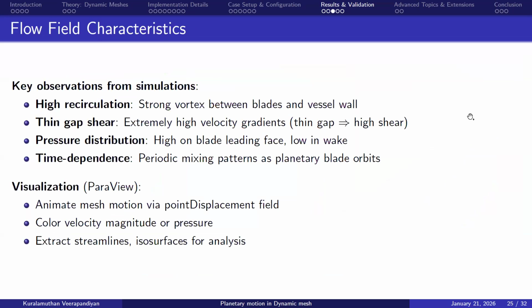Flow field characteristics. When we ran the simulations, we got a high recirculation region, a strong vortex between the blades and the vessel wall, thin gap shear, and extremely high velocity gradients between the blades. Pressure distribution is high on the leading face and low on the wake, and there is a periodic mixing pattern for the planetary blade as well. Visualizing using ParaView with the point displacement field gives us an idea of where we have the maximum displacement, which is concentrated around the planetary blades.